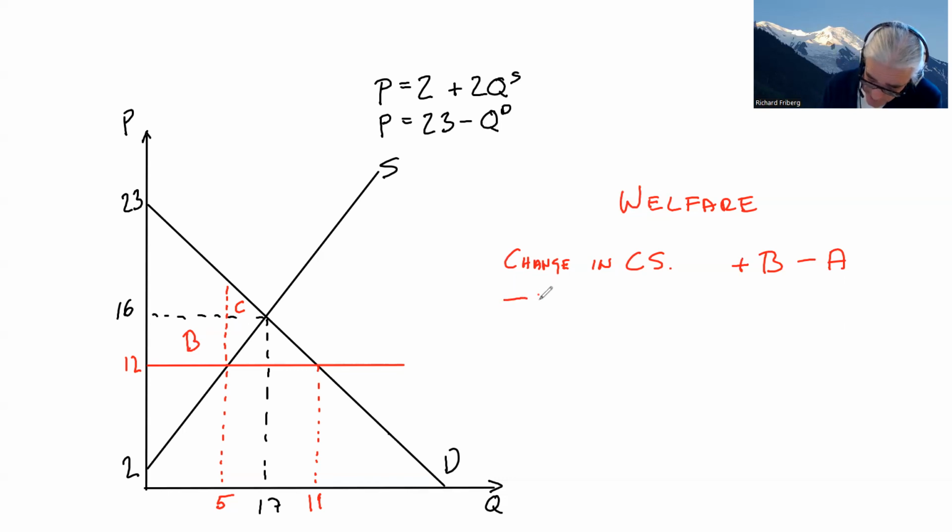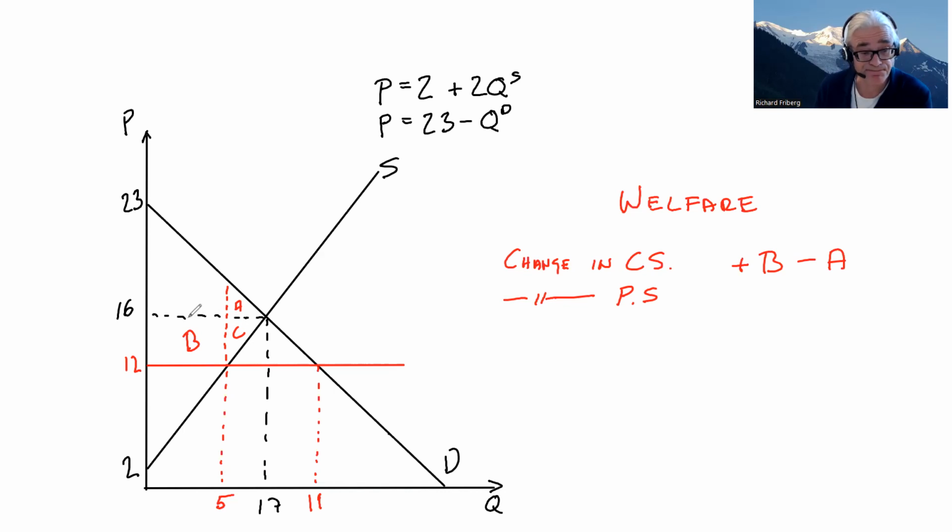We can also look at the change in producer surplus. So what happens to producer surplus? Let's see, we've written a C here. That's not what I want. We want that to be an A, which is consistent with that, and we want this to be a C. Sorry. That's like that.